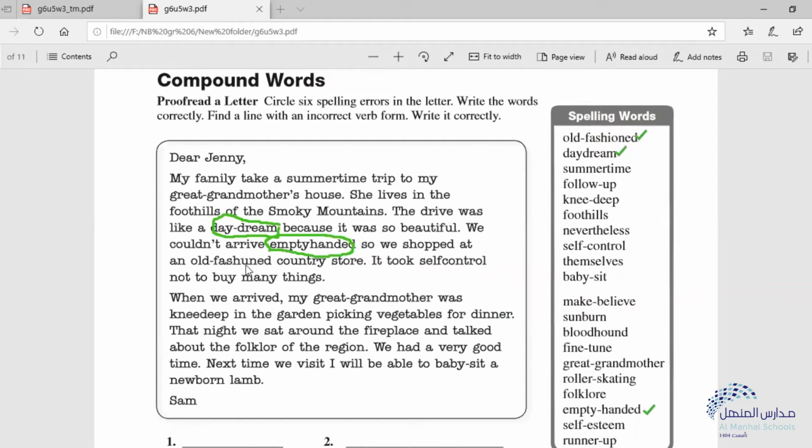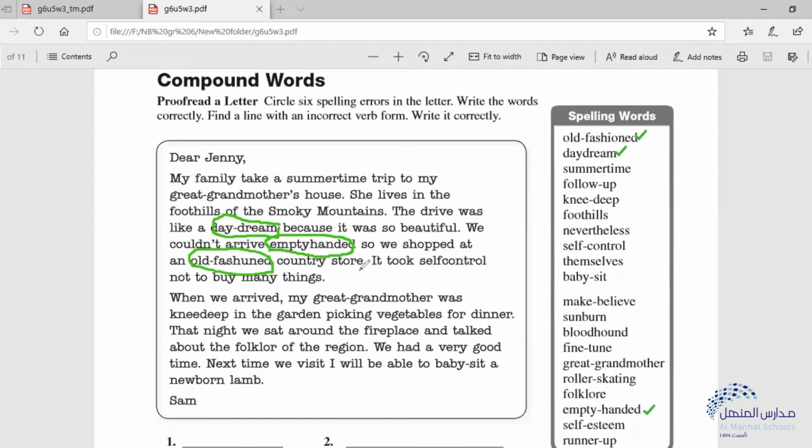Let me see. Here it is. S-H-U. It's not correct. So what do you do? You circle it. Good. Okay. And then we continue reading.